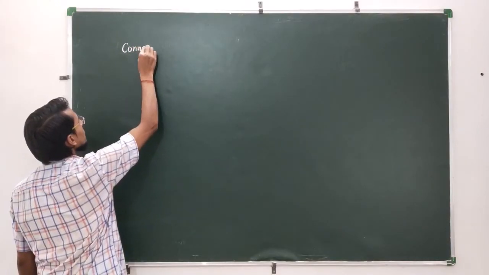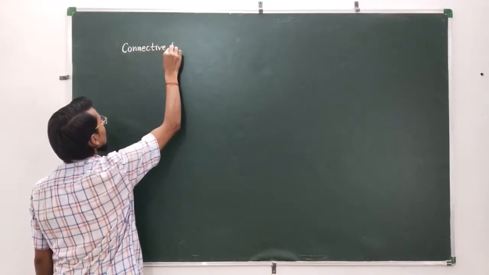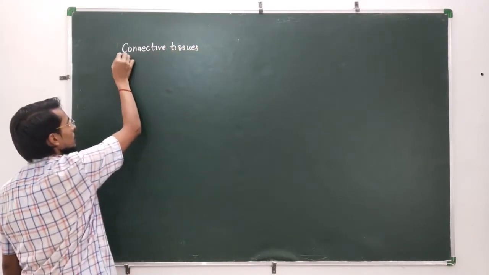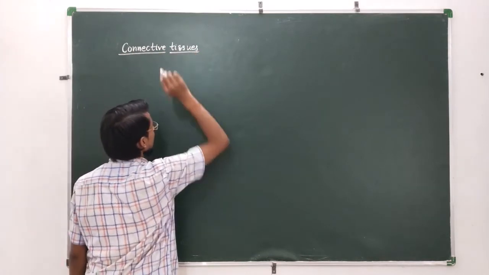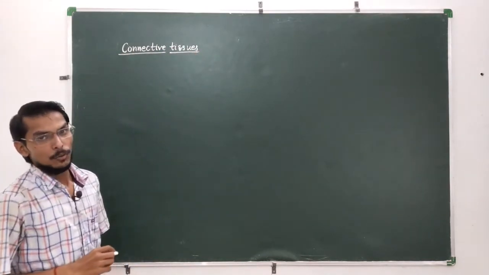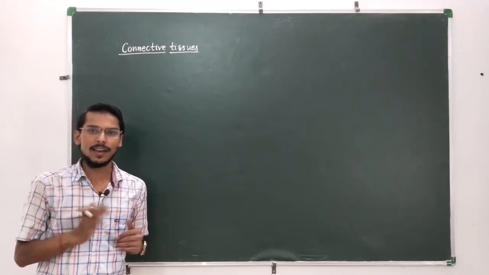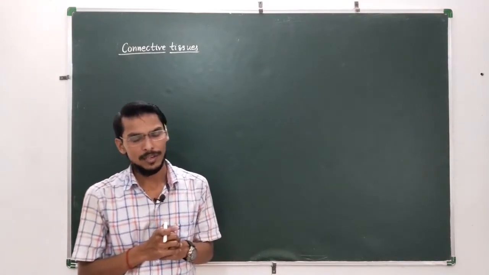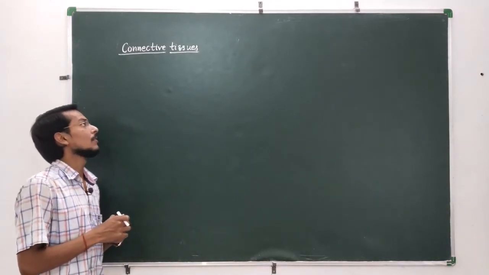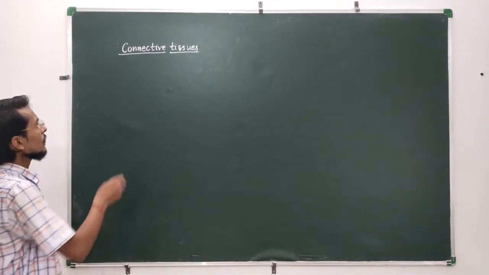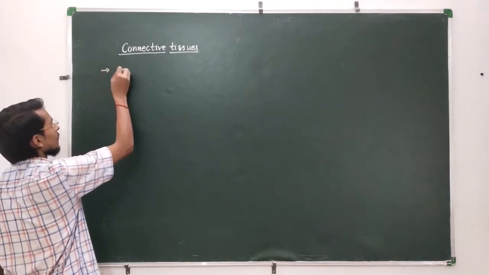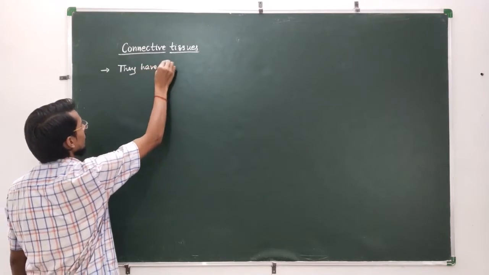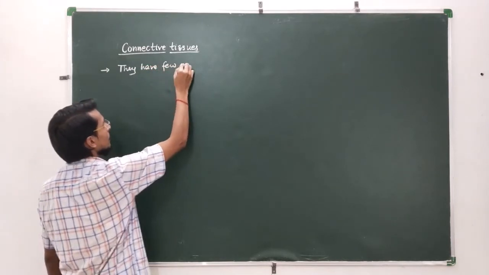Connective tissues. This is another type of tissue present in animals. Now this tissue has some special characteristics which make it different from other types of tissues. Let us know about the special features of this tissue. The first feature is that they have few number of cells.